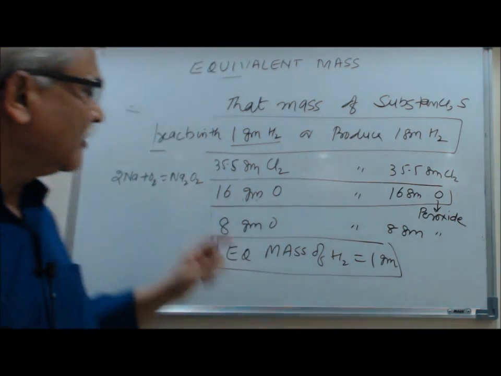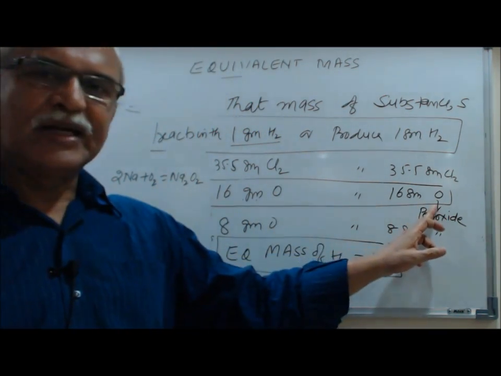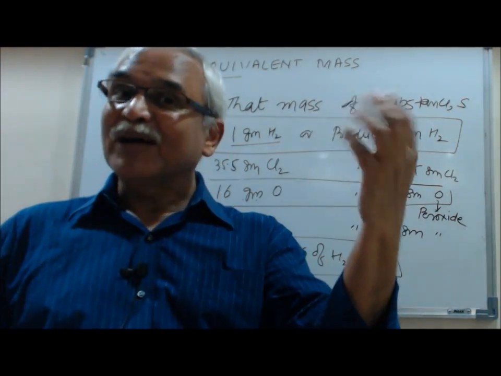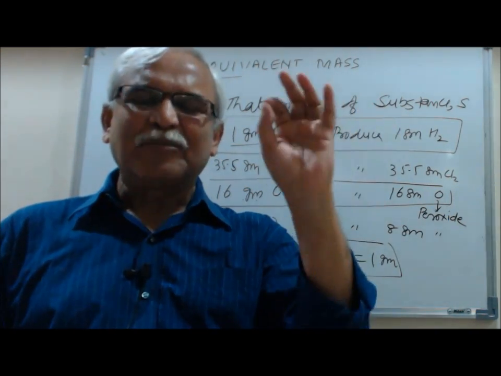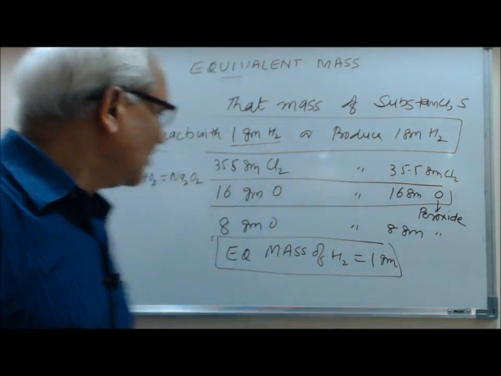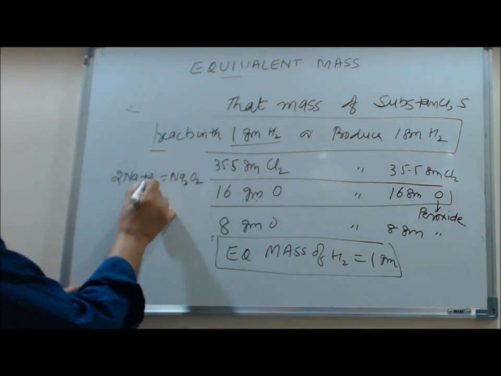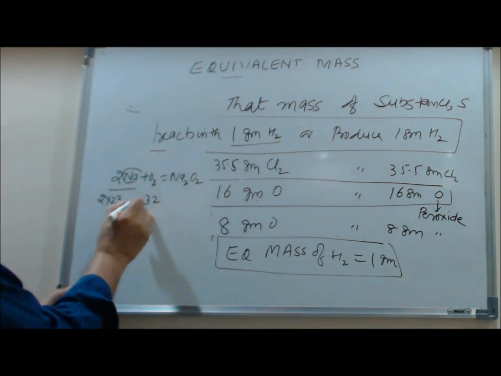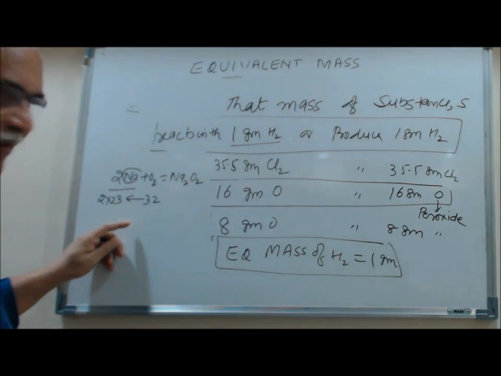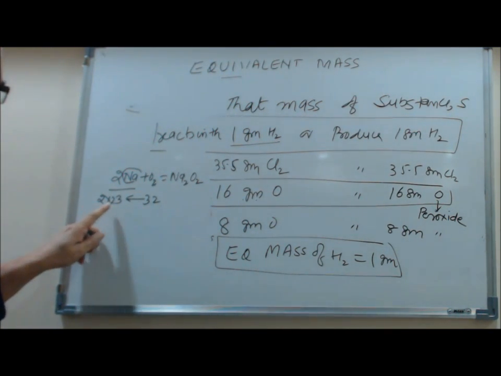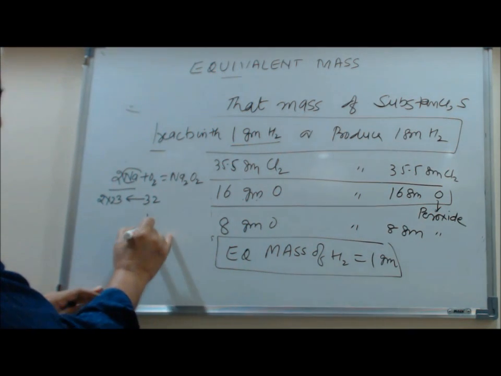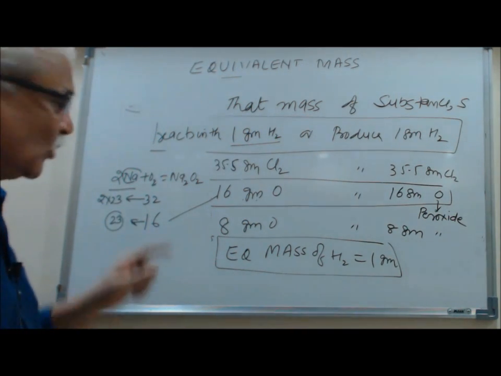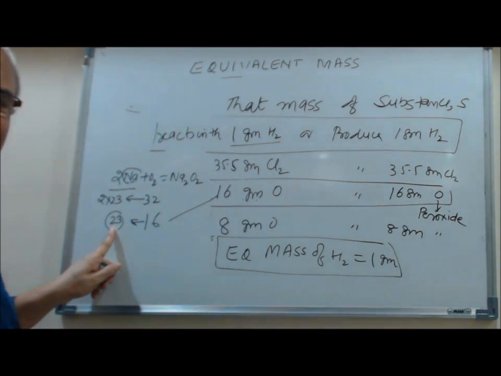I do know the equivalent mass of oxygen when the formation is peroxide. How much is it? 16 grams. So simple. I find that mass of sodium which reacts with 16 gram oxygen. What is that mass? Obviously, again 32 grams, 16 into 2, reacts with 2 into 23. If you recall, atomic mass of sodium is 23. So 32 gram oxygen reacts with 2 into 23 gram sodium. So 16 will react with 23 gram sodium. So equivalent mass of sodium becomes 23. Am I clear?